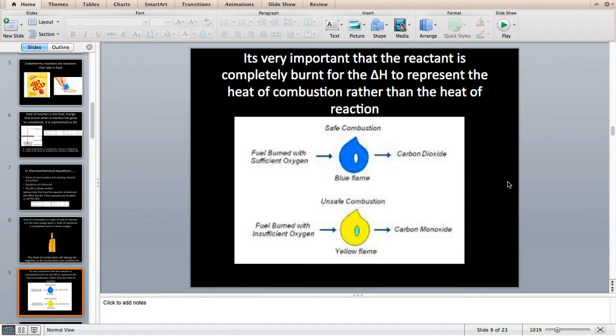This is just for your own information. So if something isn't completely burnt, it is no longer the heat of combustion. It will be the heat of reaction. Okay, so just be aware of that. That can happen sometimes with some carbon-containing compounds.